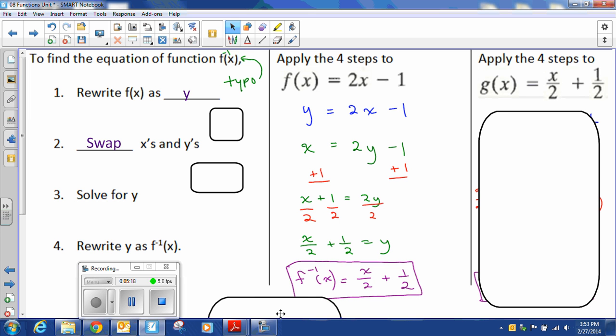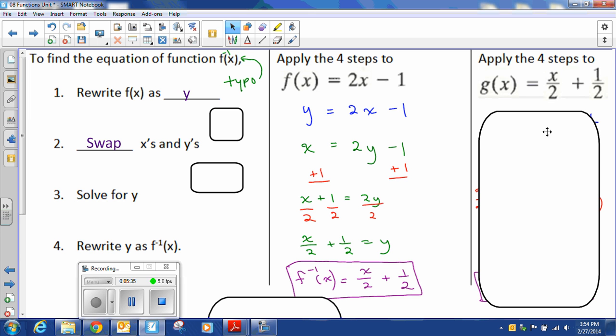And we end up with y equals x over 2 plus 1/2. Fourth step is to take your y and rewrite it as the inverse function of whatever you started with. So in this case, it would be f to the negative 1 of x equals x over 2 plus 1/2.